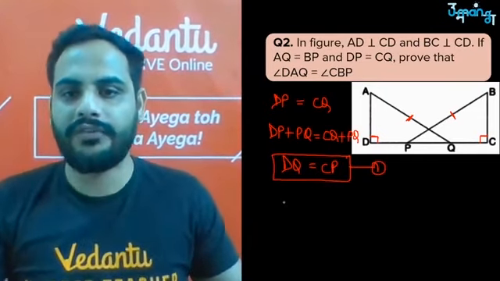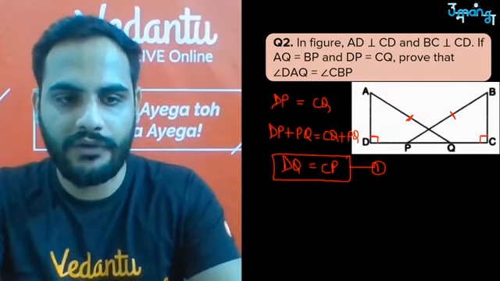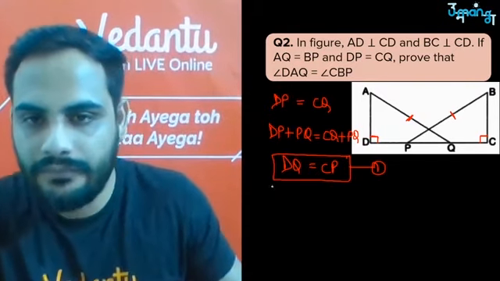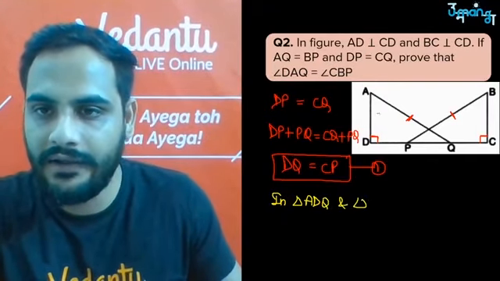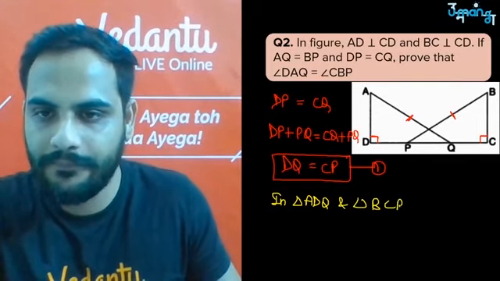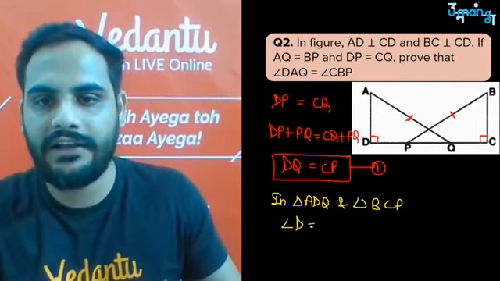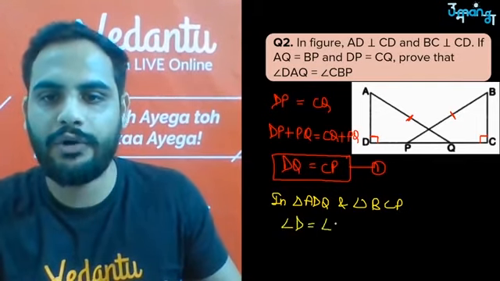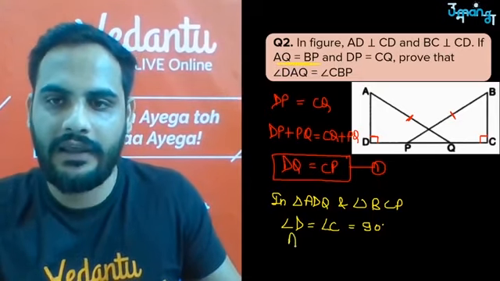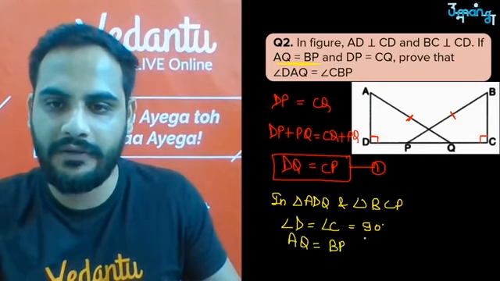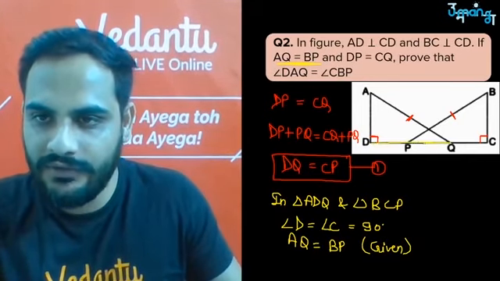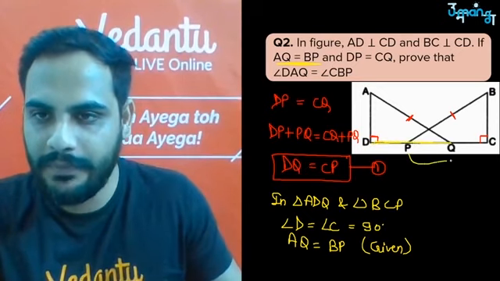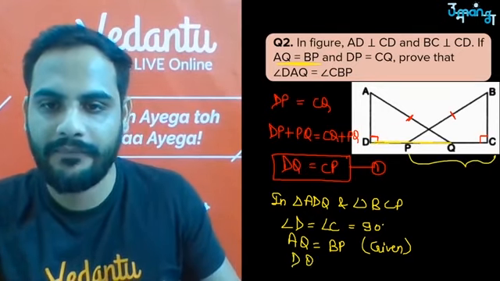Now focus on triangle ADQ. In triangle ADQ and in triangle BCP, first thing I know that angle D is equal to angle C is equal to 90 degrees. Both are 90 degrees, right angle. Then the hypotenuse is already given equal. AQ is equal to BP, given equal. And the third part, in this triangle DQ is one side and in the other triangle PC is another side, DQ is equal to CP.